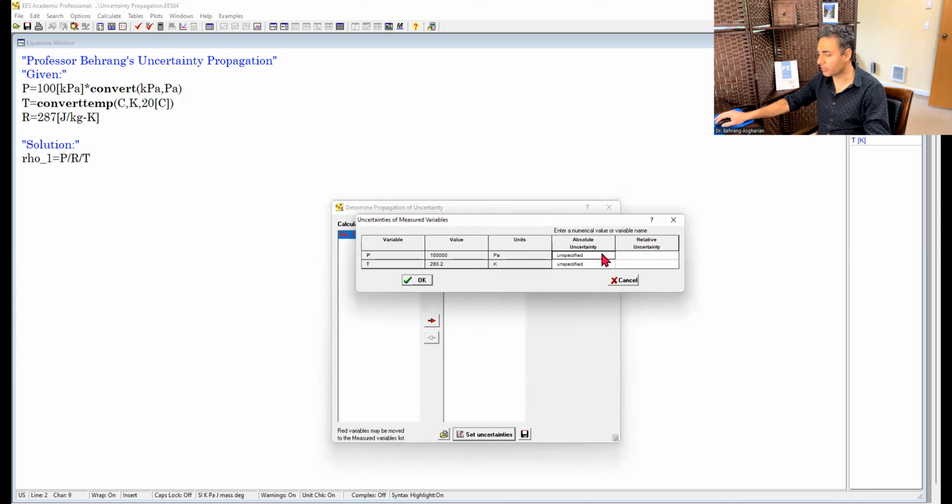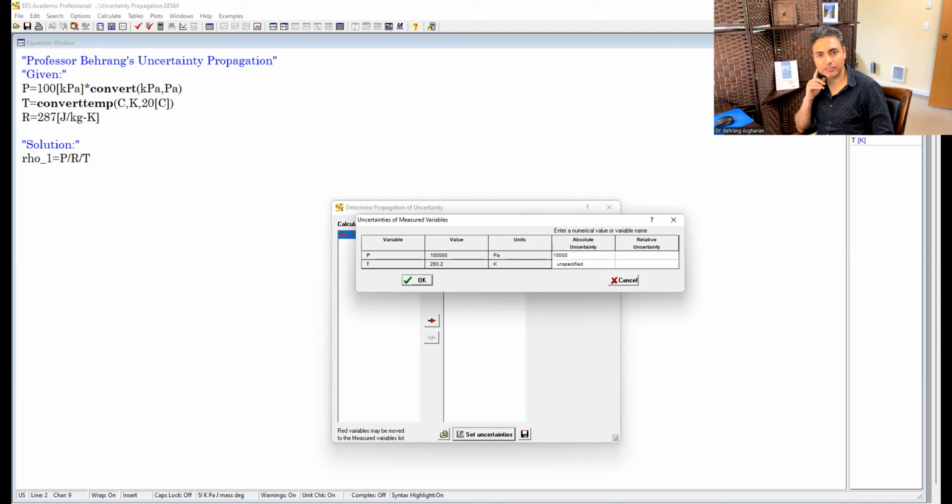Now, there are two types of uncertainties. Uncertainty could be given as relative uncertainty, or it can be given as absolute uncertainty. Absolute uncertainty is the one that I recommend because the uncertainty that was given here was, in fact, absolute uncertainty. It said the pressure transducer uncertainty was 10 kPa. So you can type that value. The average value was 100,000 pascals, and the absolute uncertainty is basically 10,000 pascals, right?